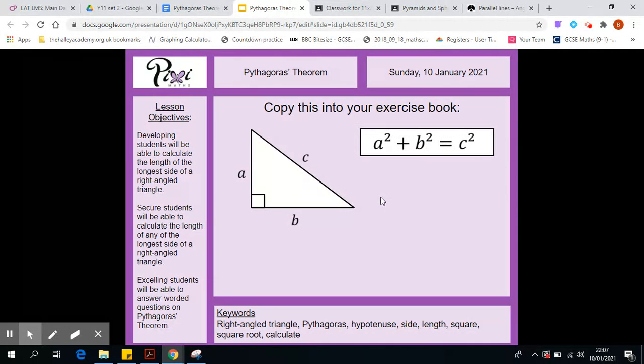Please copy this in your exercise book or on a piece of paper as a reference to answer the rest of the questions.